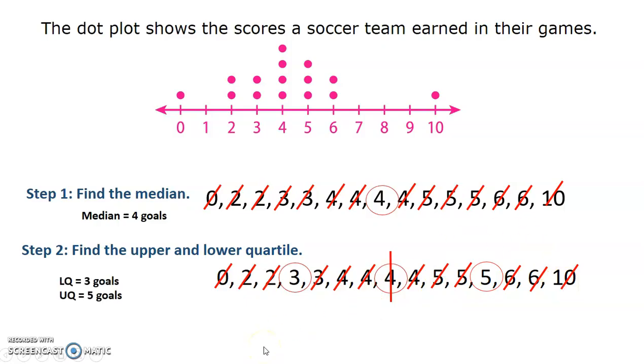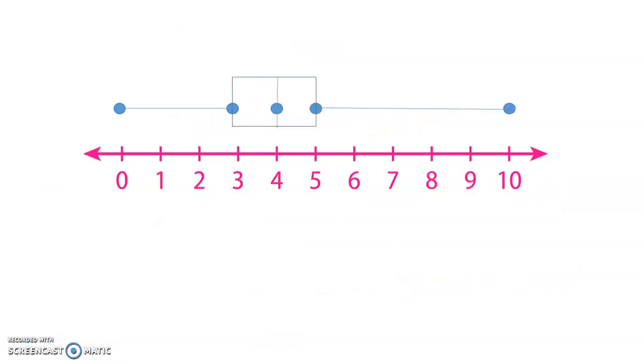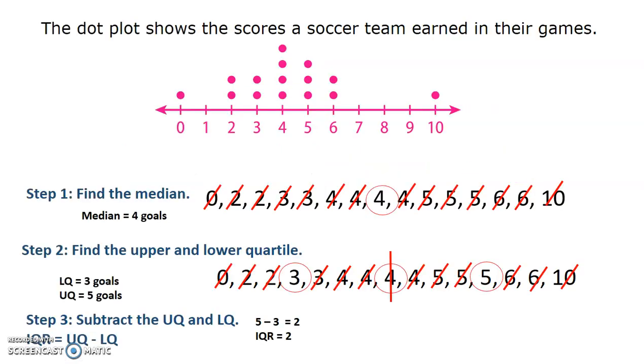Now to find the interquartile range, you subtract the lower quartile from the upper quartile. So I'm just going to subtract 5 minus 3, which equals 2. And so my interquartile range is 2. Now, if I was to create a box plot from this data, this is what the box plot would look like. And remember, the interquartile range is the length of that box. So I can see that that box is 2 units in length. So that is how you find interquartile range from a dot plot.